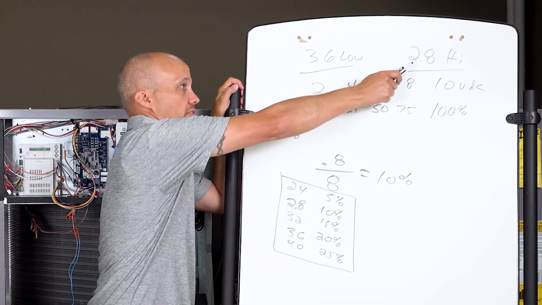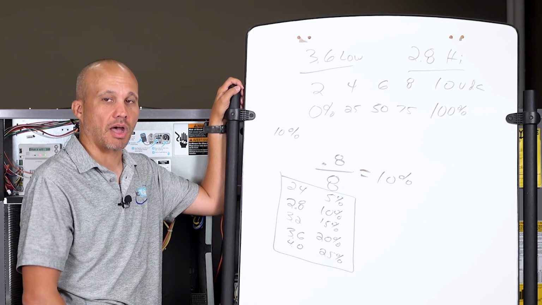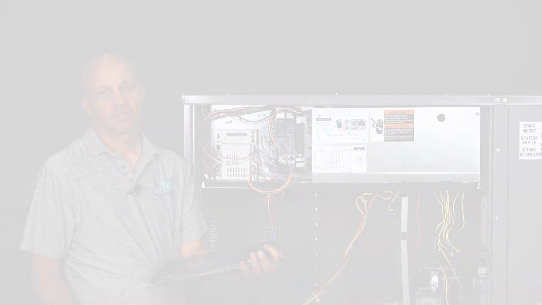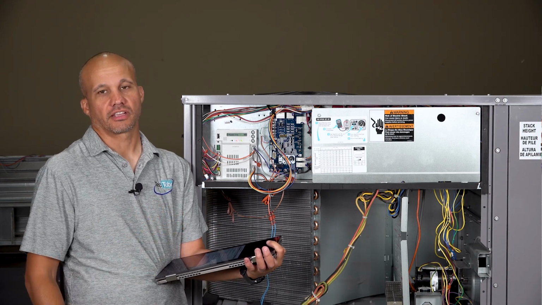This number is always bigger, that number is always smaller for low and high speed fan. All right, now let's continue on with the real advanced settings. The next thing we want to do is dive into the category that's actually called advanced settings in the controller.